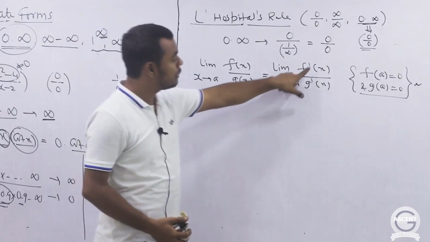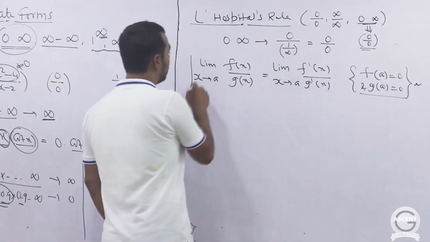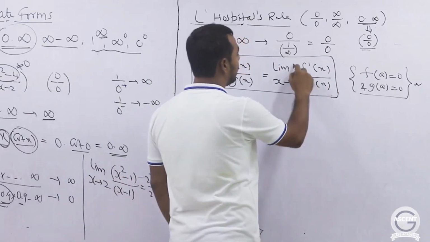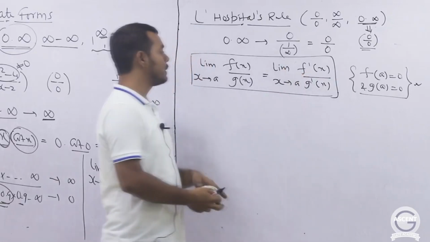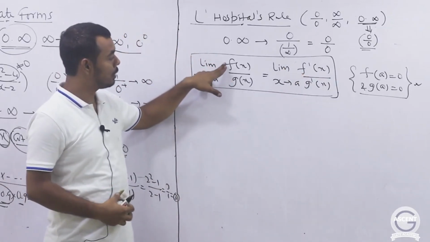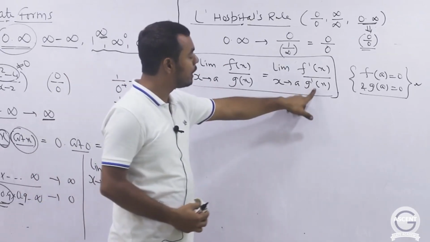Now suppose again you are getting 0 by 0 indeterminate form, then again you can use the L'Hopital rule. I mean, this is the formula. But when you differentiate numerator and denominator, remember that you have to differentiate these two separately. You don't need to use the u by v formula. Differentiate numerator separately and denominator separately. So this will be the value of the limit.